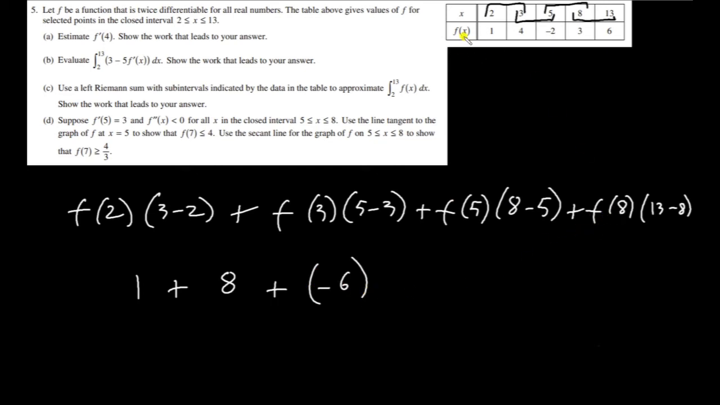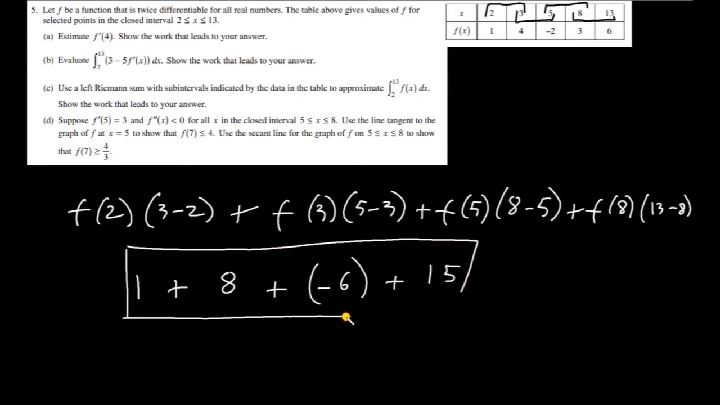Finally, f of 8, you can see here that's positive 3, so it's going to be positive 3 times 5, which is 15, right? And that is your left Riemann sum. If they asked instead for a right Riemann sum, you'd do the exact same thing, but replace the left endpoints with the right endpoints. This was a 2-point question, 1 point for the correct Riemann sum and 1 point for the correct answer.